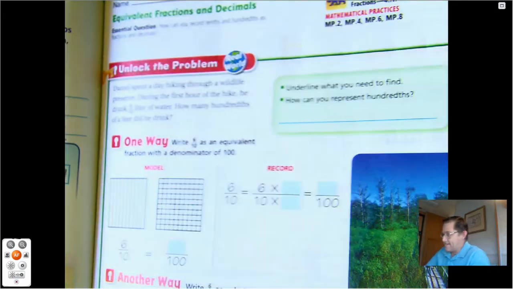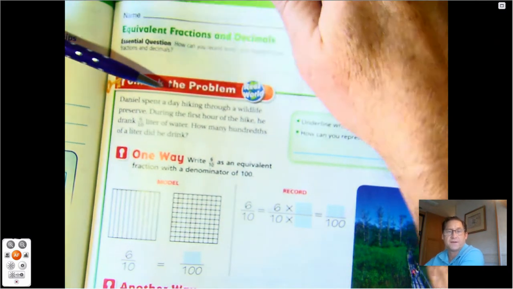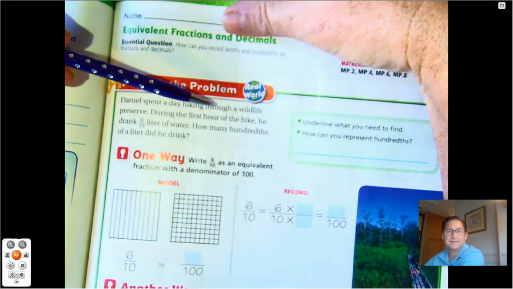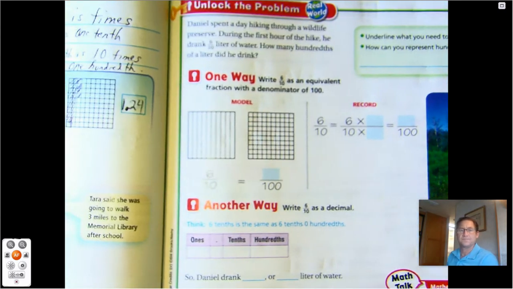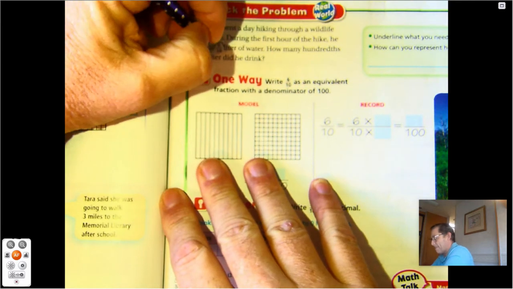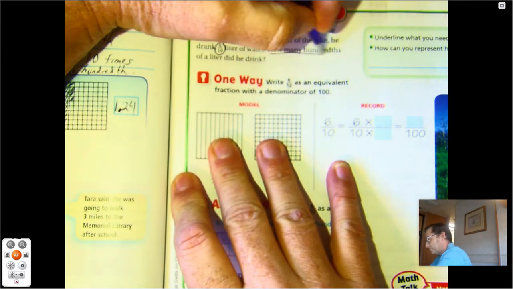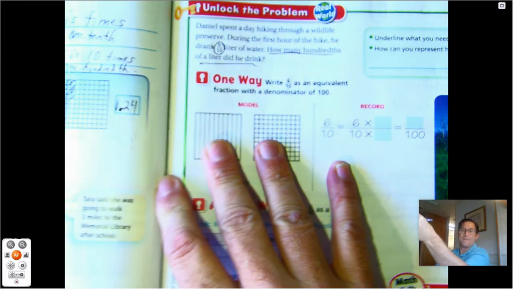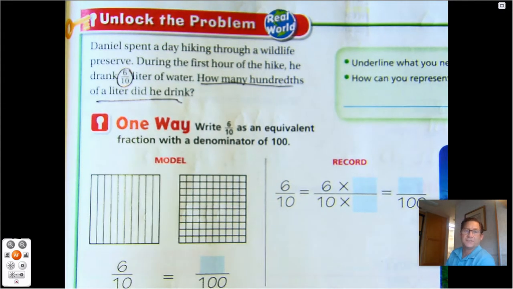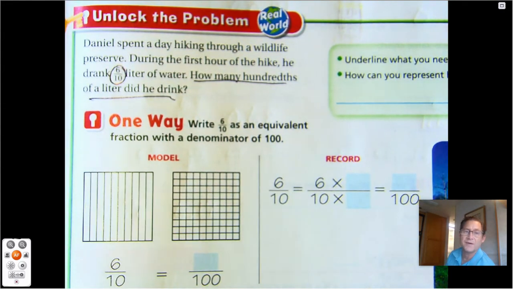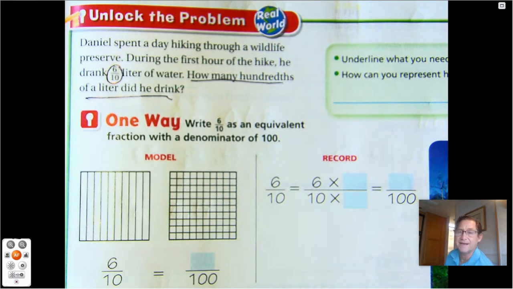Daniel spent a day hiking through a wildlife preserve. During the first hour of the hike, he drank 6/10 of a liter of water. How many hundredths of a liter did he drink? So we need to know 6/10 of a liter of water and how many hundredths. So we want to find an equivalent hundredths to 6/10.